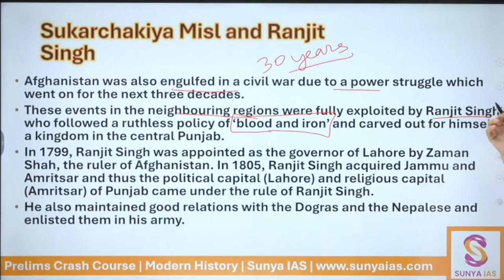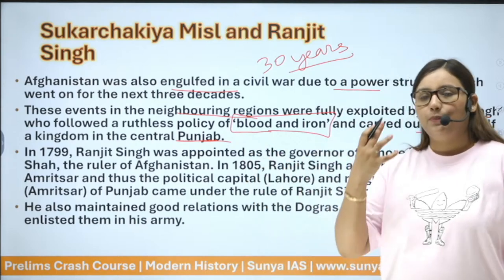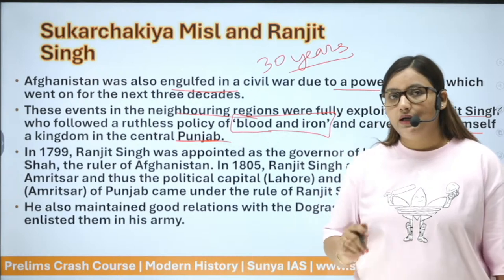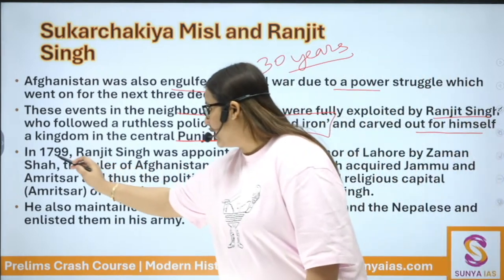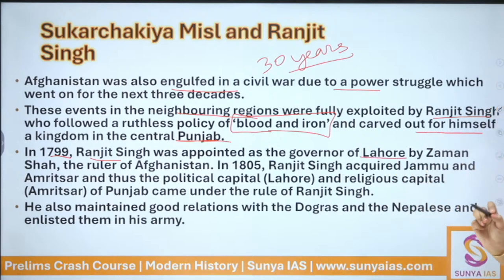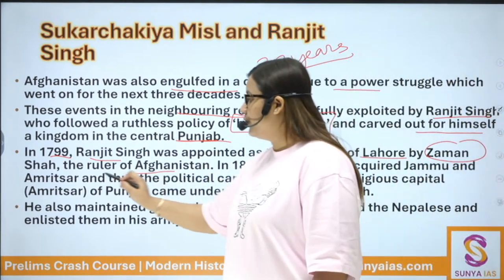And by following this policy, he carved out for himself a kingdom in central Punjab, and this Sikh empire became a very strong and very powerful empire. So in 1799, Ranjit Singh was appointed as the governor of Lahore by Zaman Shah. Zaman Shah was the ruler of Afghanistan. He wanted Ranjit Singh to control Lahore.